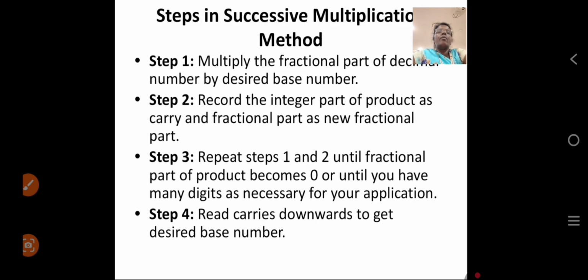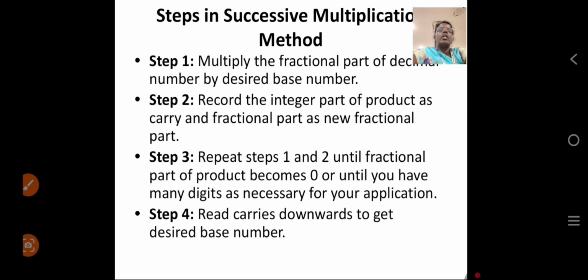Then how to perform the successive multiplication method? This method is used for converting the fractional part of the decimal number to the desired number system. First, we multiply the fractional part of the decimal number by the desired base number. It may be 2, or for the octal system it may be 8, or for the hexadecimal system it can be 16. When we want to convert decimal to hexadecimal, the desired base is 16. When we want to convert decimal to octal, the base number is 8. So like that we have to identify.